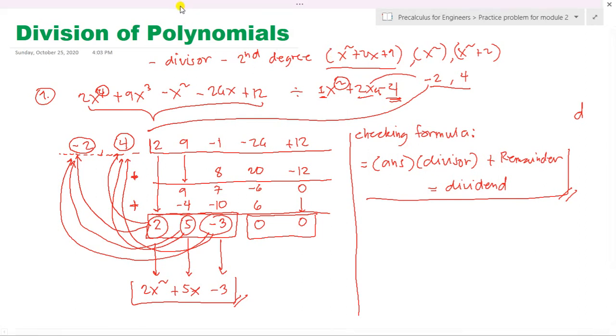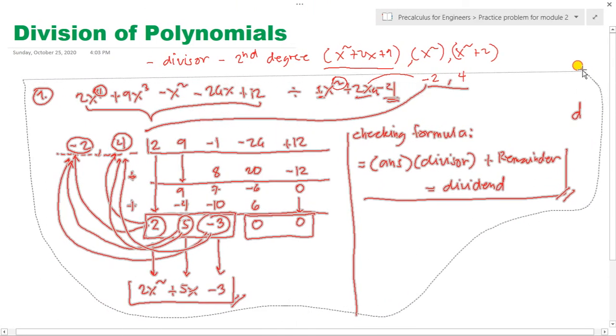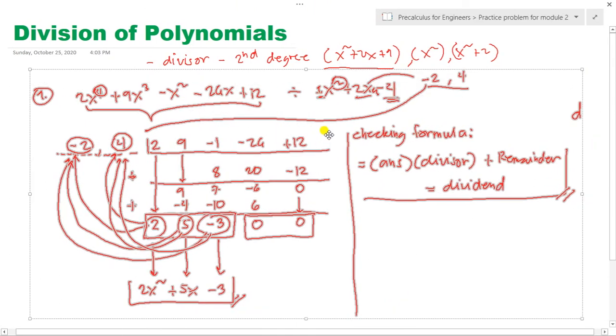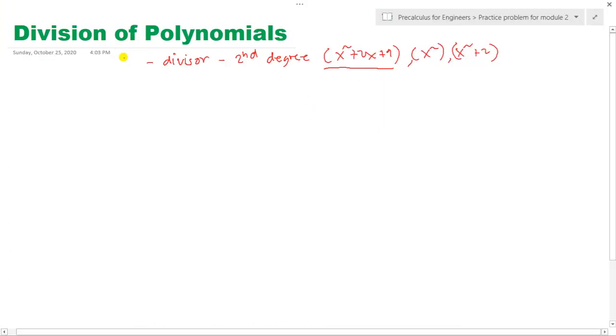And next, let's try what if binigyan kayo ng divisor na x squared lang. So may kulang, maraming kulang. So let's try that one class. Binigyan ka lang ng x squared. So I have here some examples na binigyan ka lang ng x squared.